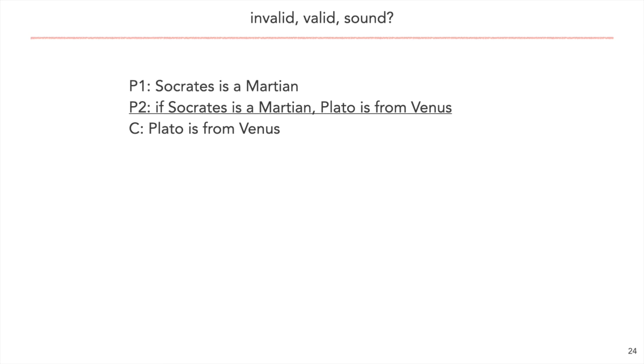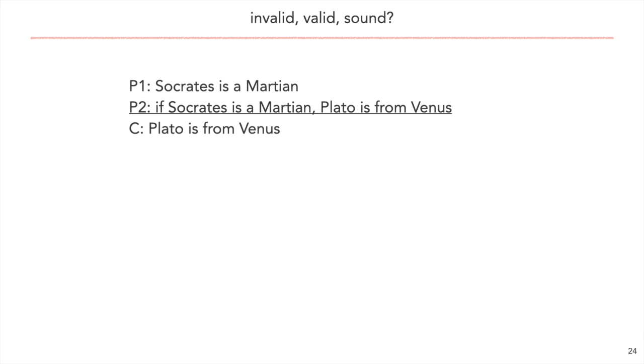Here's one argument. Socrates is a Martian. That's the first premise. The second premise is, if Socrates is a Martian, Plato is from Venus. And the conclusion is, Plato is from Venus. I should tell you something about these characters. The Greek philosopher Socrates went on trial in 399 BC on charges of corrupting the youth and refusing to recognize the state's gods. He died very famously by drinking a cup of hemlock, a poisonous plant. Plato was his student. Socrates left no texts, but he does appear in many of Plato's dialogues.